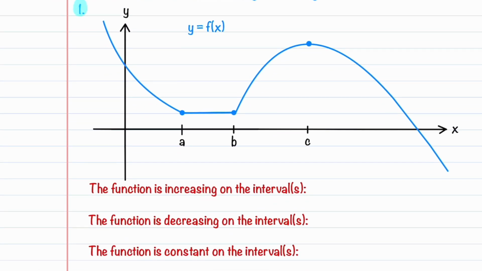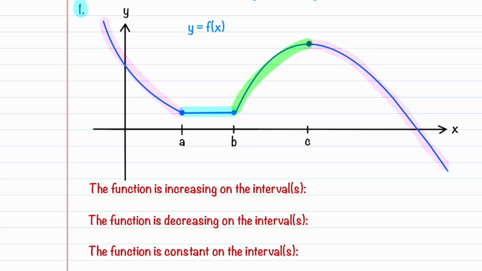In our first example, as we move along the x-axis from left to right, we can see that our function decreases, and then it's constant, and then it increases, and then up at the top, it switches from increasing to decreasing. Let's now list the intervals on which it's increasing, decreasing, and constant.